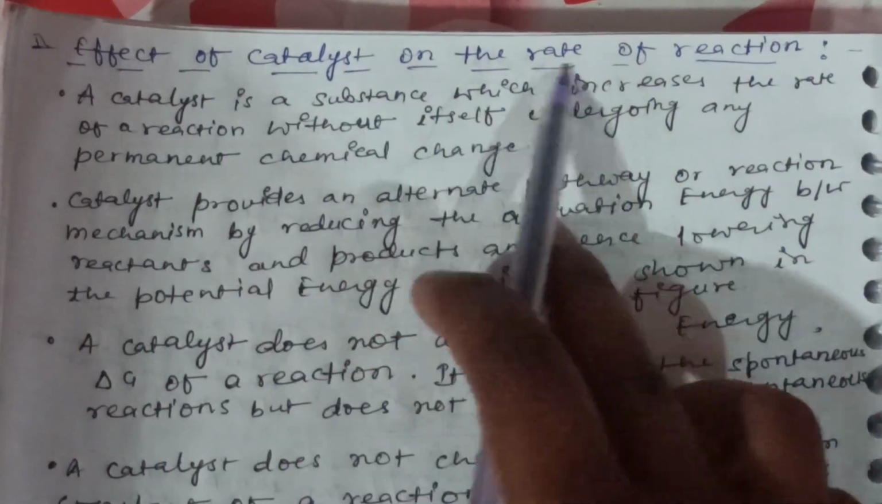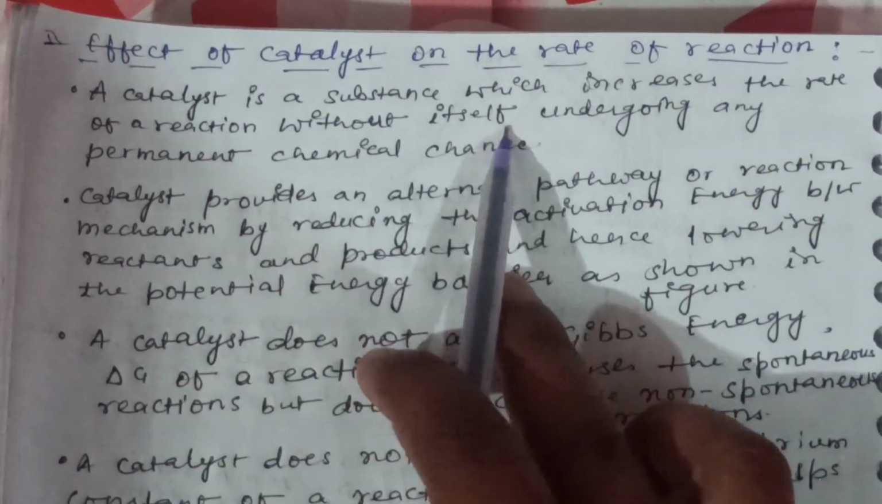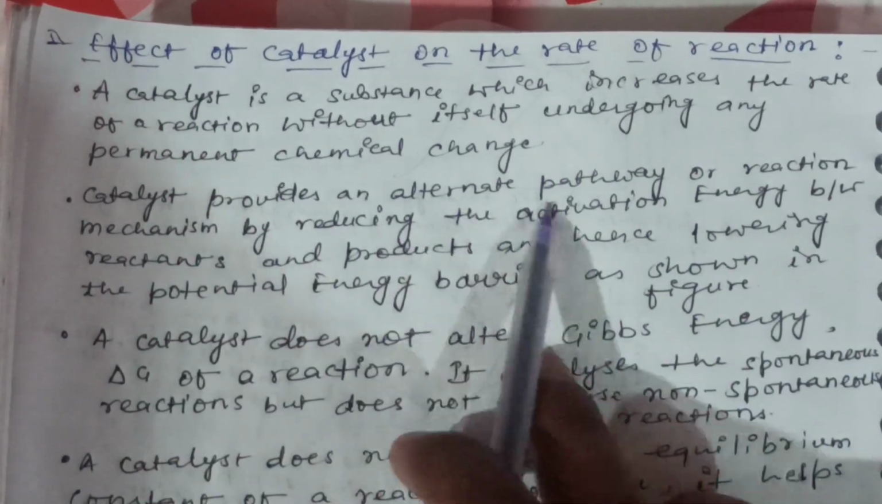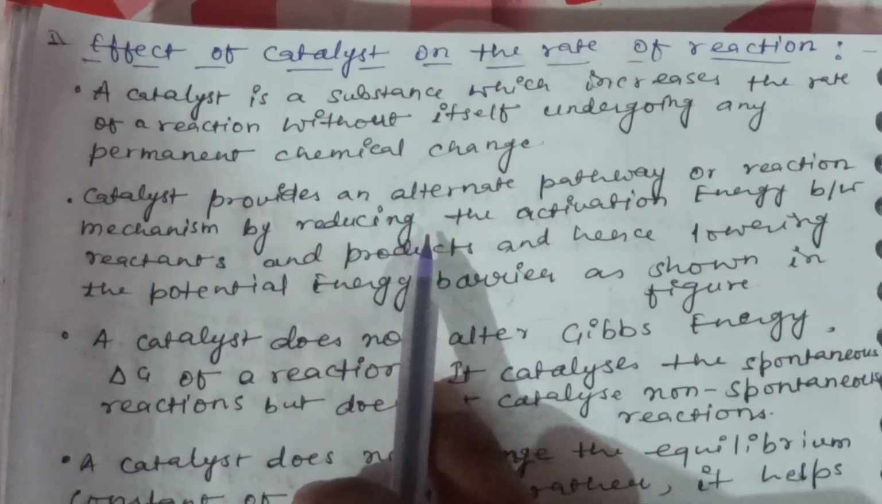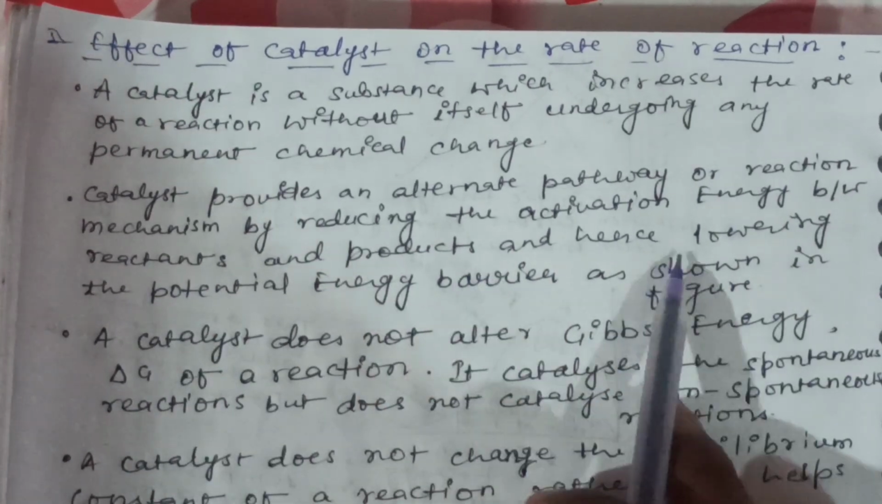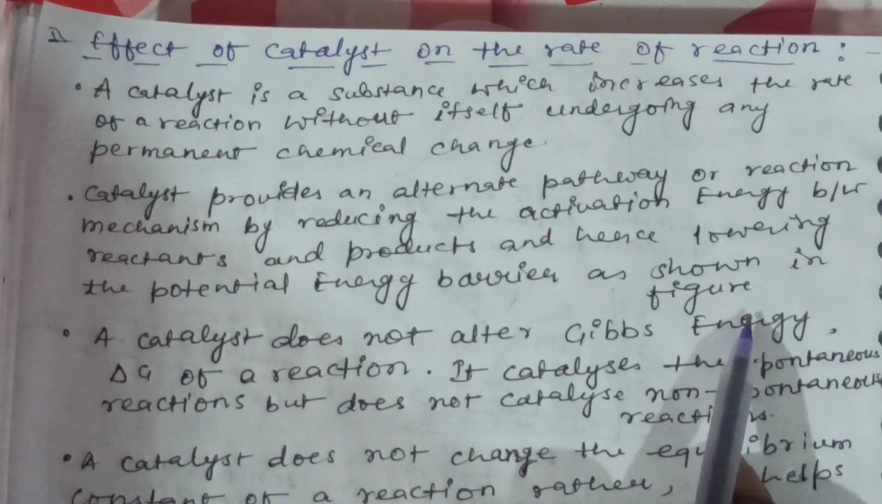Effect of catalyst on the rate of reactions. A catalyst is a substance which increases the rate of reactions without itself undergoing any permanent chemical change. A catalyst provides an alternate pathway or reaction mechanism by reducing the activation energy between reactants and products and hence lowering the potential energy barrier, as shown in the figure.